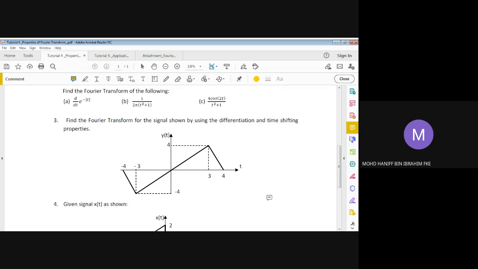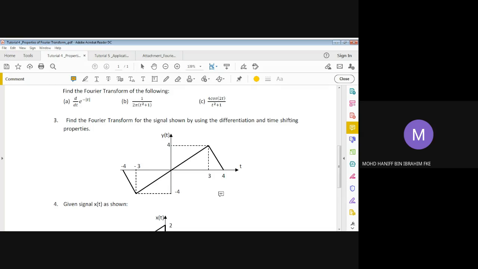No question on question 3? Yes, okay, Doctor. Question 3. You need to find a Fourier transform for y(t) by using the differentiation and time shifting properties.